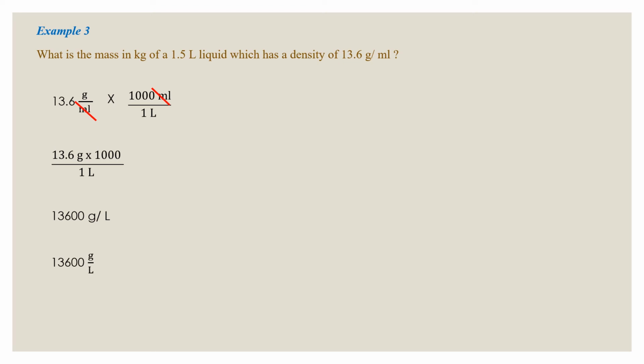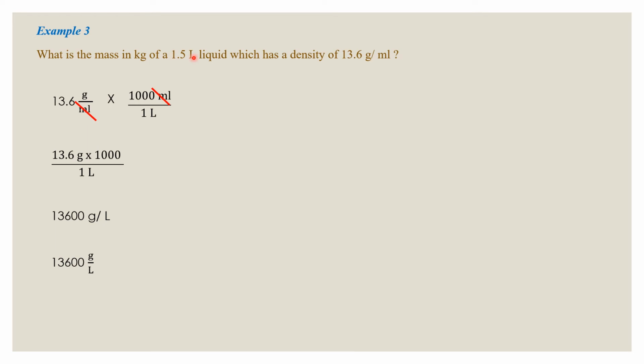Now again identify what we need to get rid of. So since we want to get the mass, which is in grams, we need to get rid of the liter. Go back to the question and see what is in the question that has already got the liter that can multiply to this to cancel the liter out. We have 1.5 liters here.